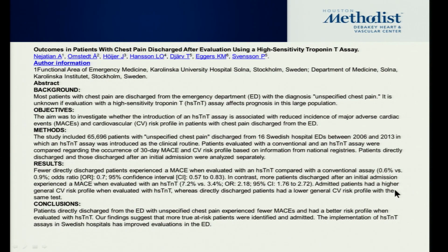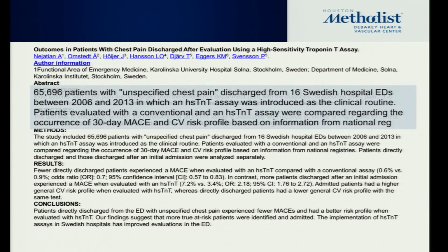So this just came out. This was in JACC just a month or so ago. Outcomes in patients with chest pain discharged after evaluation using a high-sensitive troponin assay, and it's from Sweden, which, as you know, has a very unique and interesting and perhaps one of the best healthcare systems in the country. So 66,000 patients.